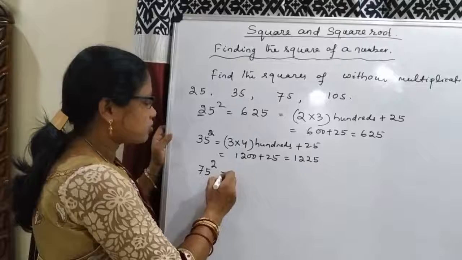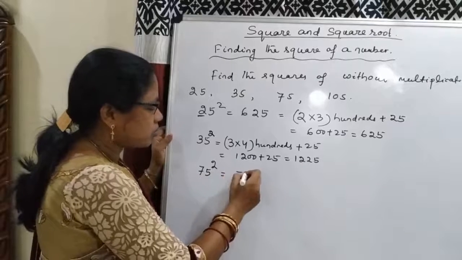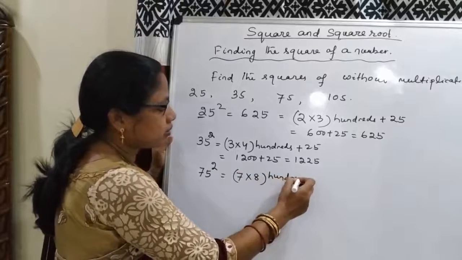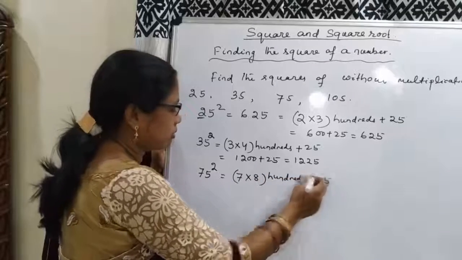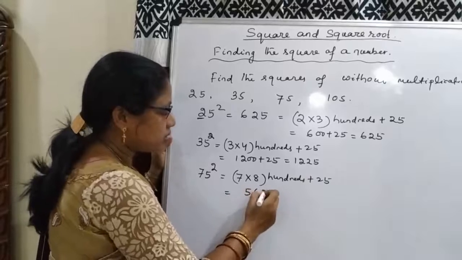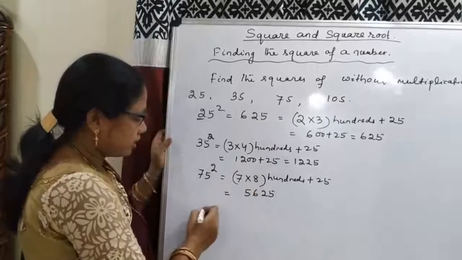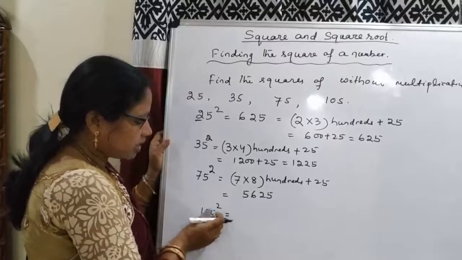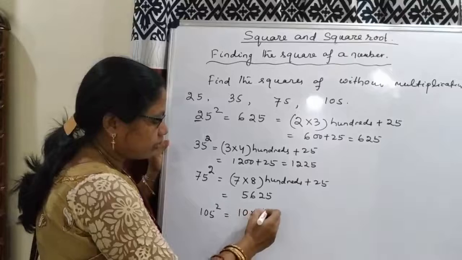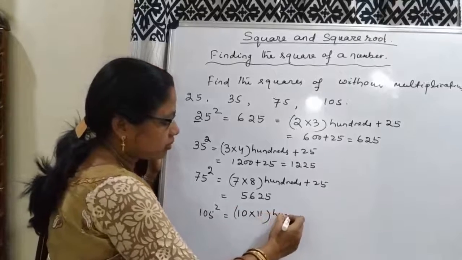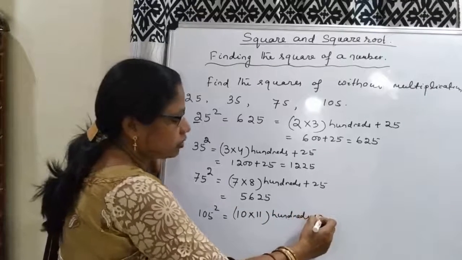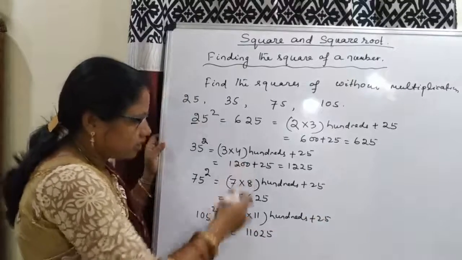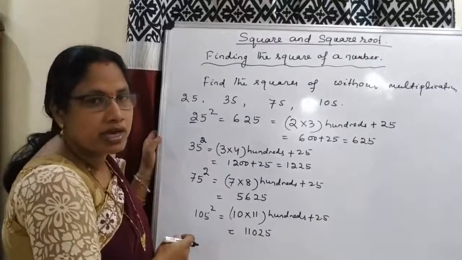Then come to 75 square. So 75 square is equal to, this digit is 7. So 7 multiplied with 8 hundreds plus 25. So this is equal to 5625. Like this, 105 square. This number is 10. So 10 multiplied with 11 hundreds plus 25. In this way we can find the square of numbers having unit digit 5.